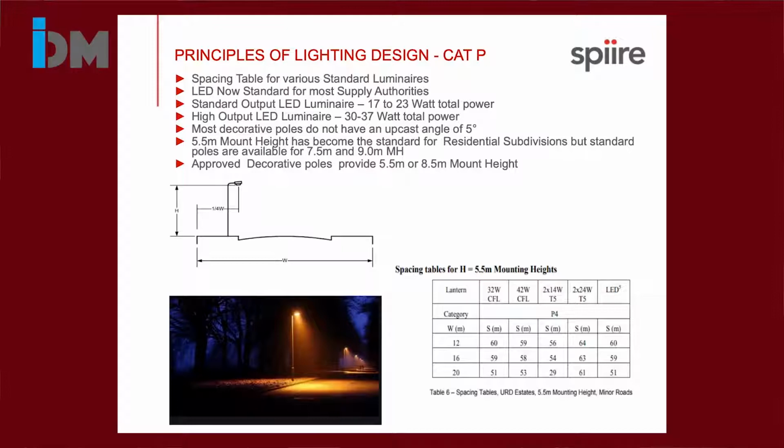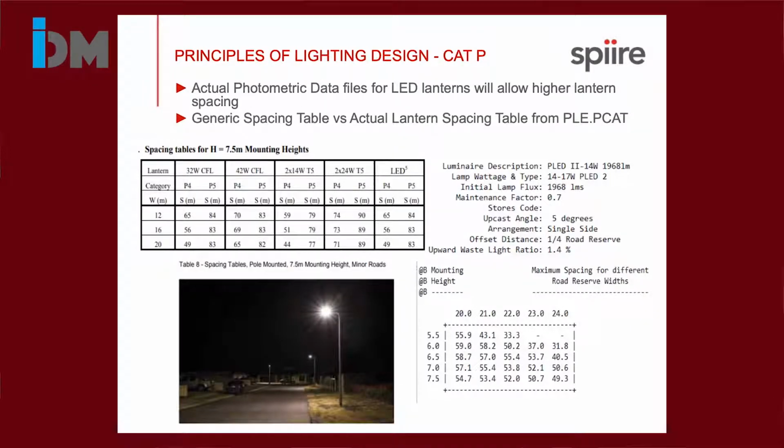So you've got various lantern types up the top there, and you can see there the LED has a 51 metre lantern spacing. That image there would probably not be considered a compliant lighting design as far as category P is concerned. I'm pretty sure that's an image I just grabbed off the internet, it's probably Europe somewhere. This particular image here is actually in Victoria. I think that might be down at Horsham.